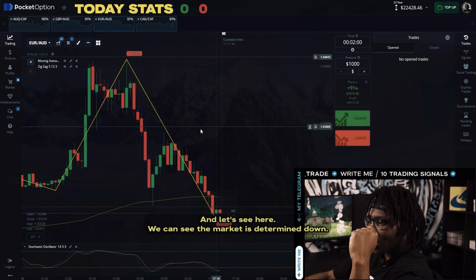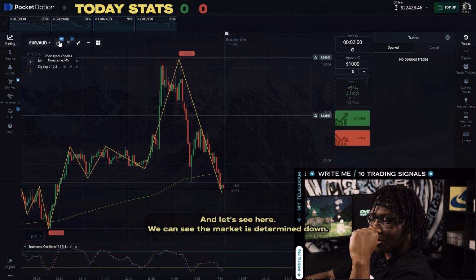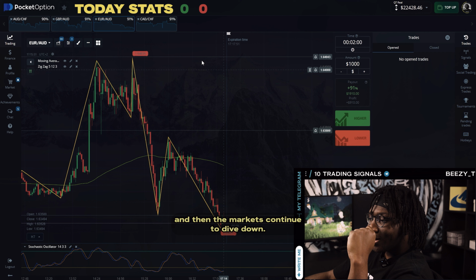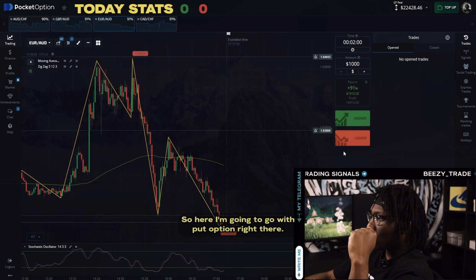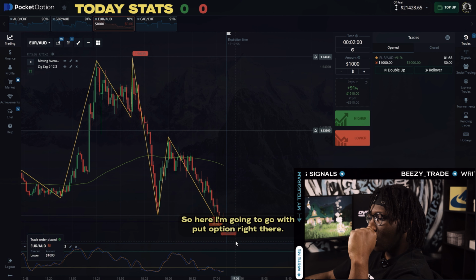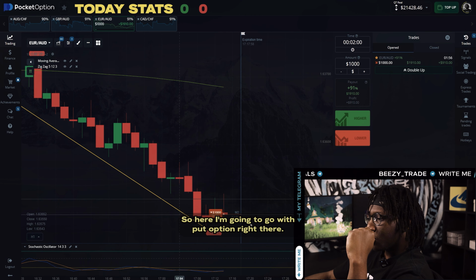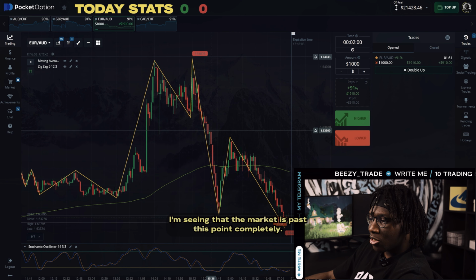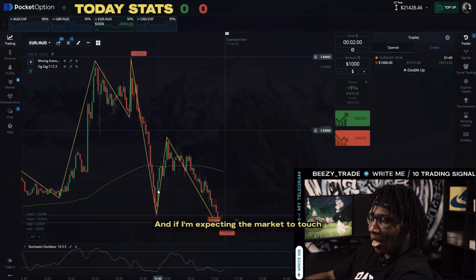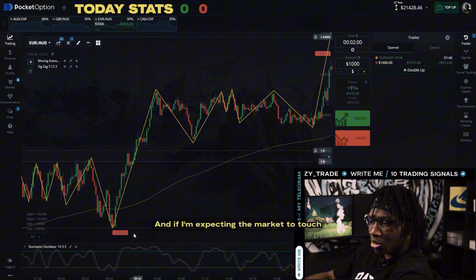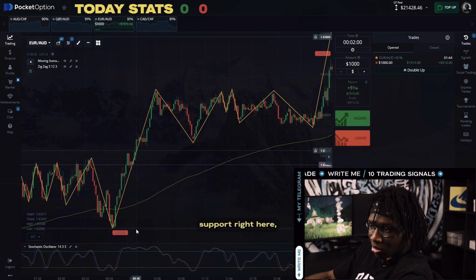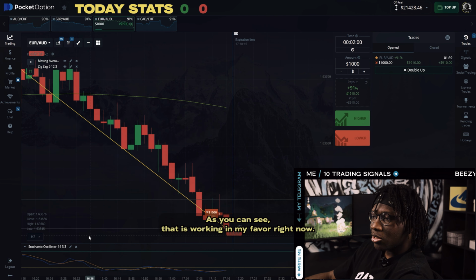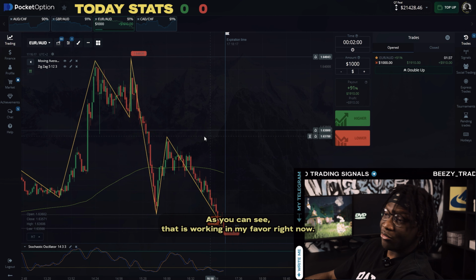Let's go to our M5 and let's see. Here we can see the market is diving downwards. So this could easily be a situation where we just see this couple of candles and then the market continues to dive down. So here we're gonna go with a put option right there, only because I'm seeing that the market is past this point completely, and if I'm expecting the market to touch support right here, which is 163.29, I'm going to expect the market to go all the way down. As you can see, that is working in my favor right now.